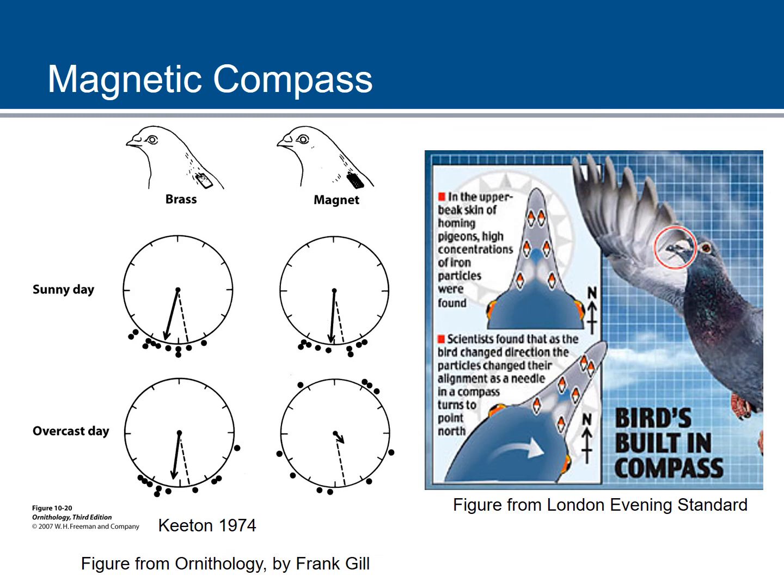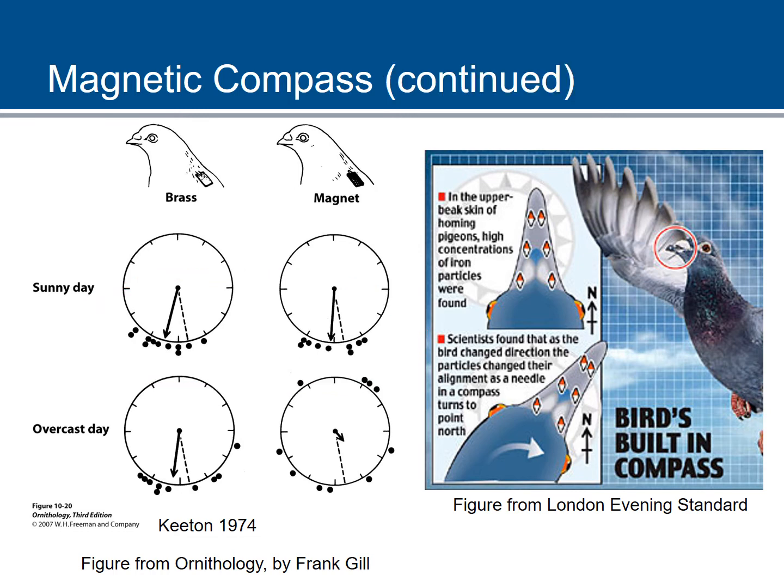And so they attached a magnet to some of the birds, and others they had a brass plate as a control. It would weigh about the same as a magnet, but it would not emit the magnetic field. On sunny days, both sets of birds were able to find their way in the proper direction with no problem, because the sun provided the cue that let them know what direction was north or what direction was south. However, on overcast days, birds that had the magnet attached to them were unable to orient themselves.